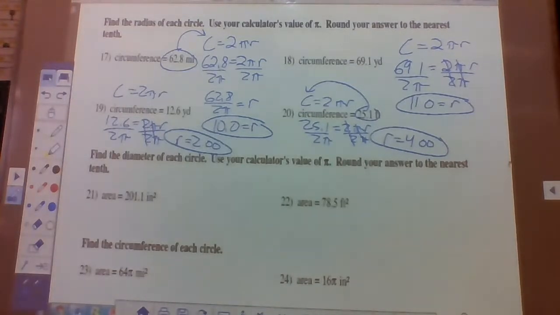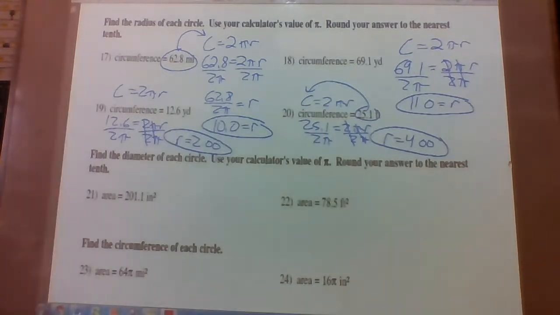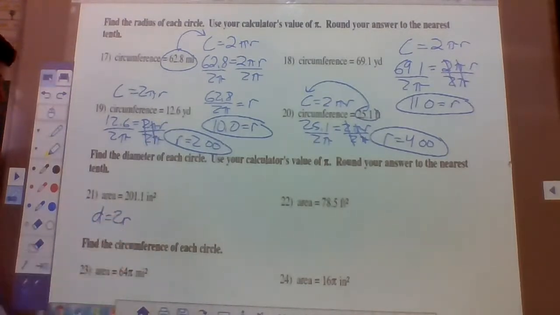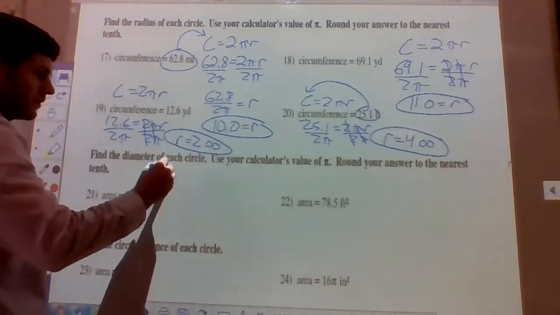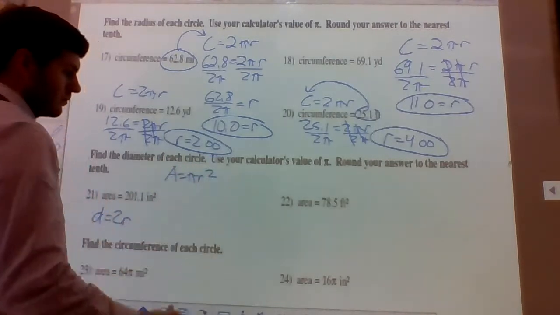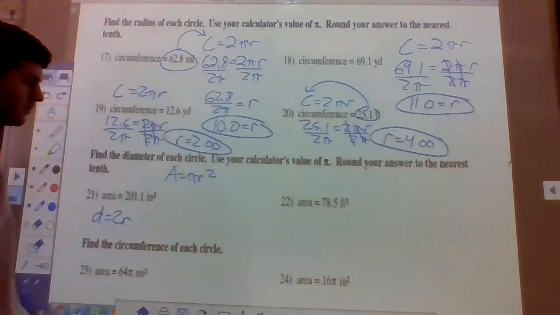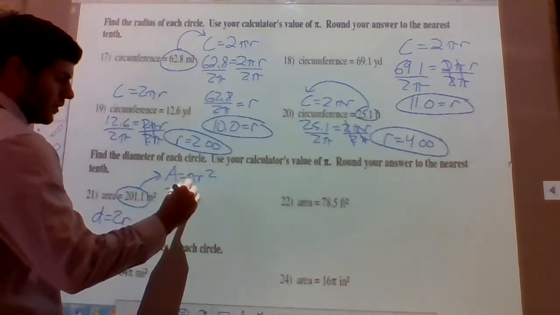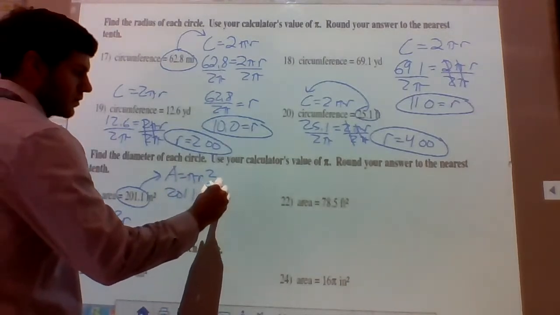21, find the diameter. Okay, so we have to find the diameter here. We know the diameter is 2 times the radius. So if we can find the radius, we can find the diameter. Right, so area equals pi r squared. So the area is 201.1, and that's going to equal pi r squared.